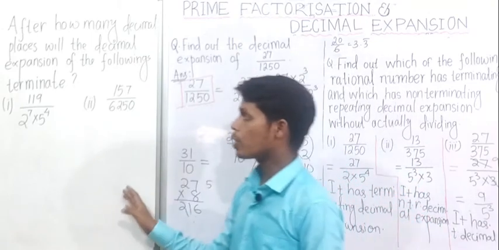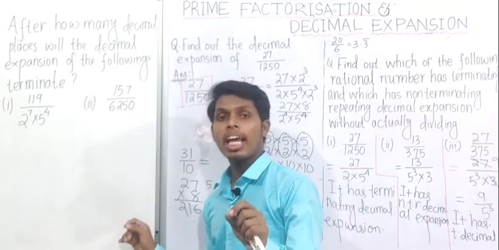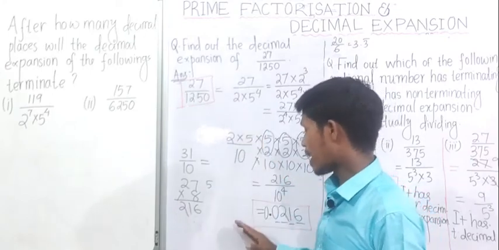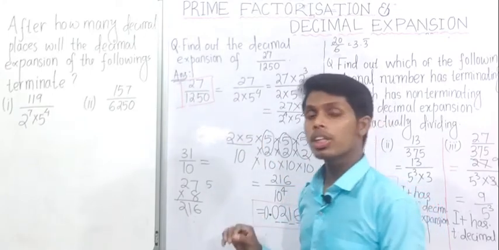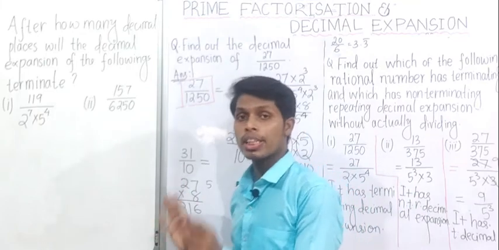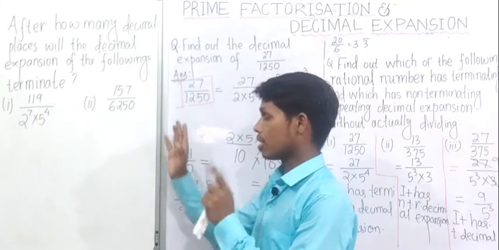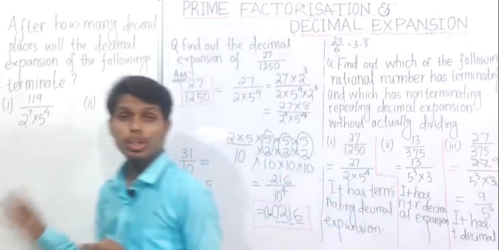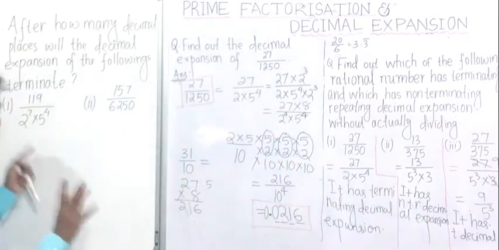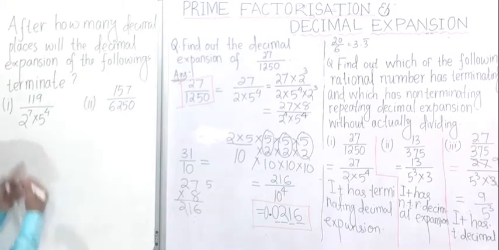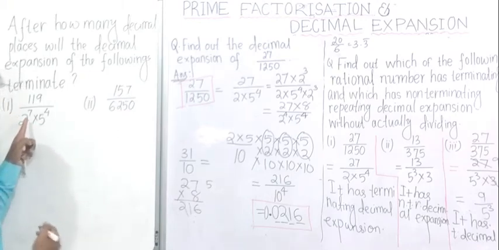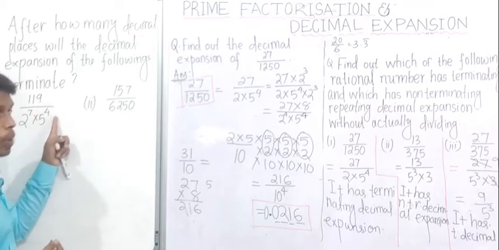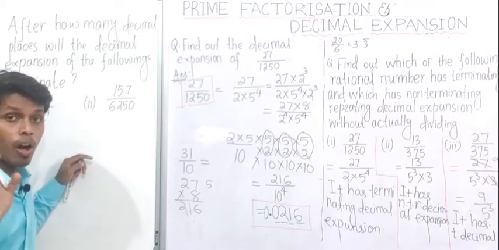In the third type of question you only need to say after how many decimal places the rational number will terminate. You don't need to find out the decimal expansion. So in the first question the denominator is already factorized, so it becomes very easy for us. You can see here 2 to the 7th power and 5 to the 4th power. The exponents are not the same.